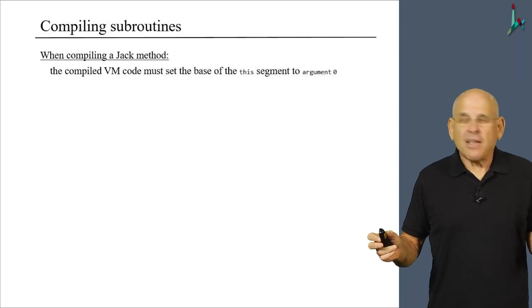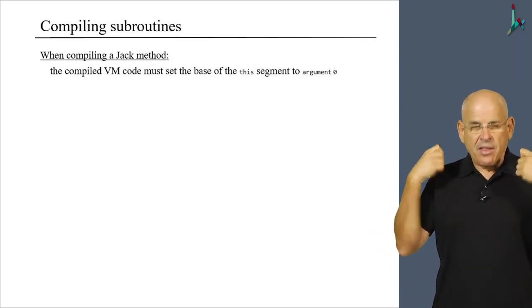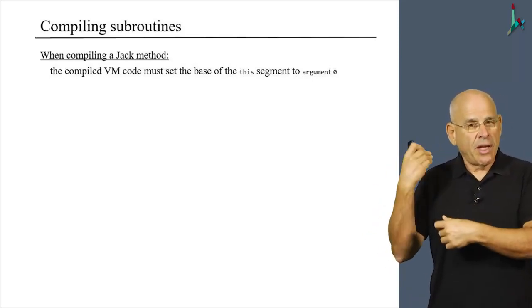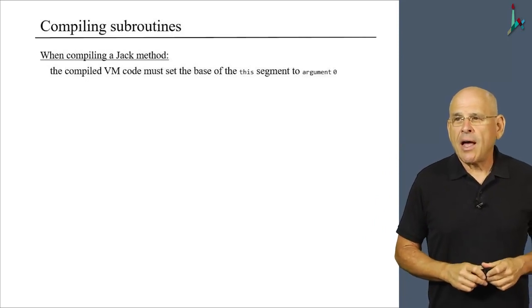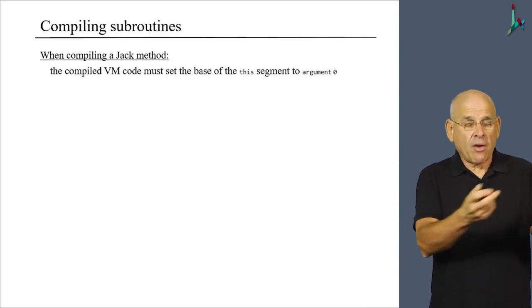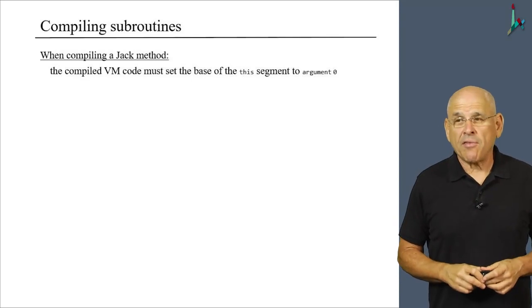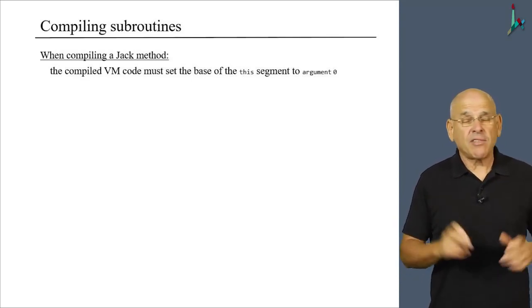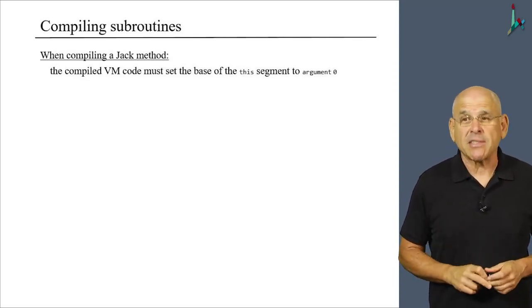Once we do this, we can refer to this 0, this 1, this 2, as we discussed previously, as placeholders for the fields of the current object. So that's very convenient, and it makes perfect sense.